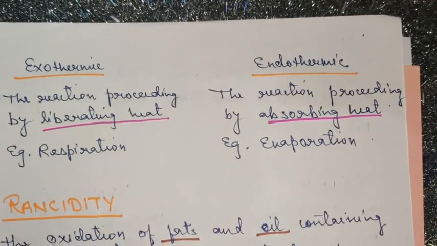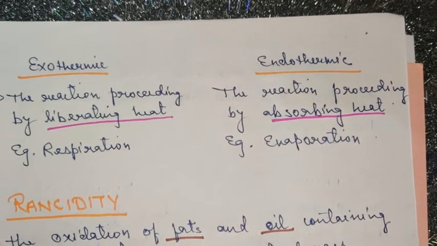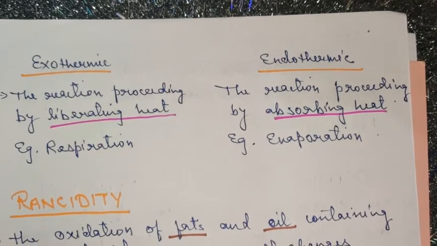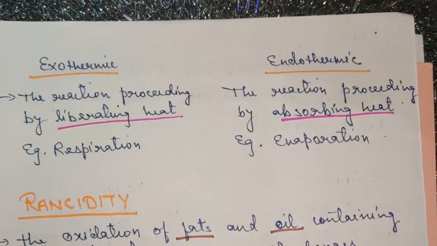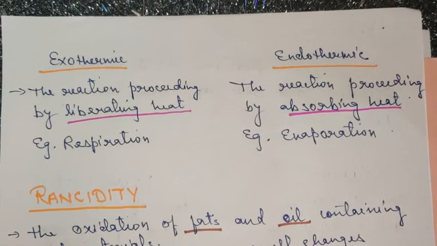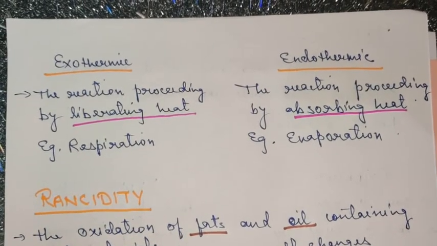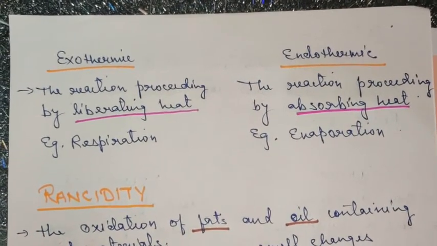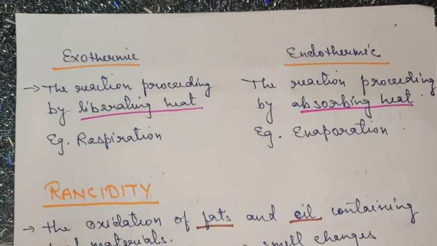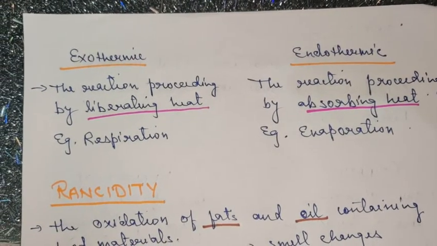And endothermic is the reaction that proceeds by absorbing heat, in which the heat is being absorbed. Example, evaporation. Now this is also a topic that you have done in class 9's chemistry. Evaporation occurs in the presence of heat. That is why it produces a cooling effect. And you must have observed this also.